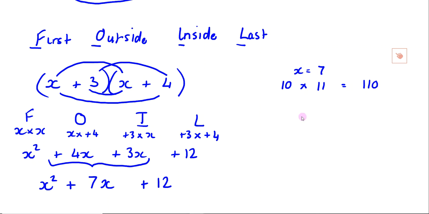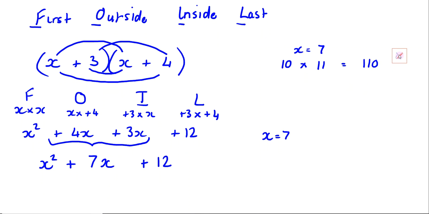Now that should also be the case if I use this one instead of this one. Let's say x equals 7. Can I show that the answer is still 110? How? How can I use this one to show that if x is 7, I still get 110? Aisha? Well, you put 7 in x. Yeah, so we would have 7 squared plus 7 times 7, which is another 7 squared, plus 12. So that would be 49 plus 49 plus 12, and that does equal? 110.